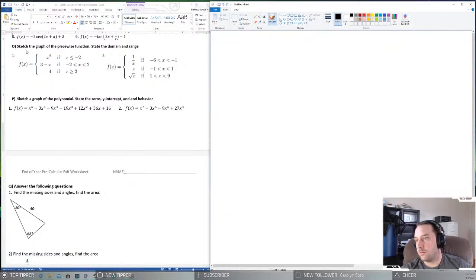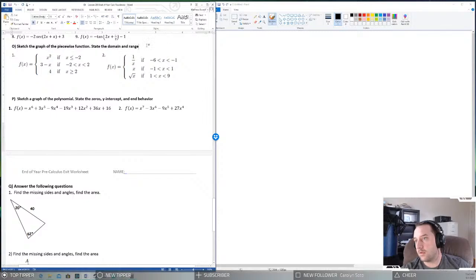So part O, we need to sketch a piecewise function. So to make that easier, I'm going to copy and paste in a graph. So it's going to be a little easier.